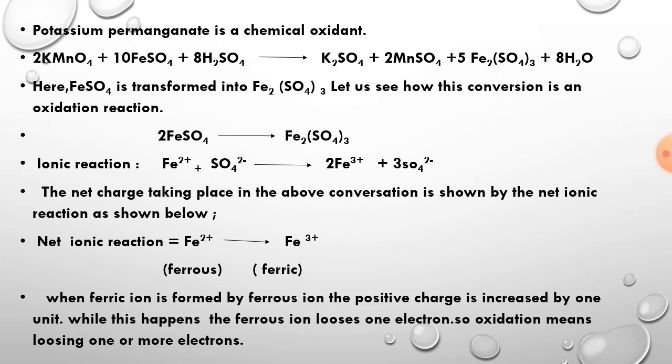So when a ferric ion is formed from a ferrous ion, the positive charge is increased by 1 unit. That is, here 2 plus is there, but here what do we see? 3 plus. While this happens, the ferrous ion loses 1 electron. So oxidation means losing one or more electrons.